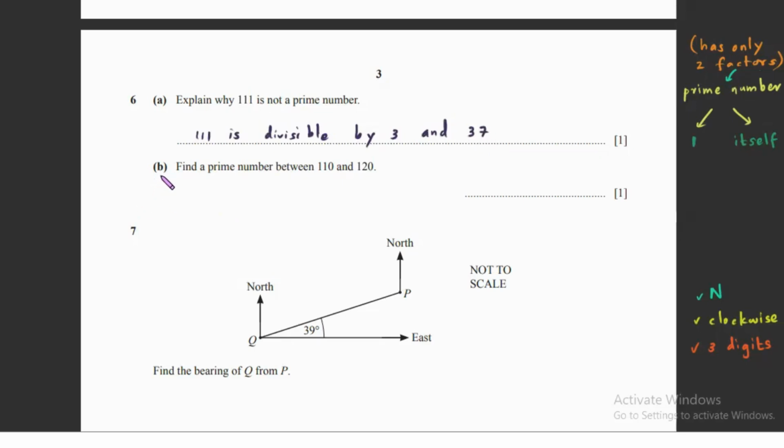Question B, find a number between 110 and 120. So there's one prime number in between these two numbers. If it's a prime number, it has to have only two factors, which can be 1 and itself. So the only number that is in between 110 and 120 that is prime is 113.